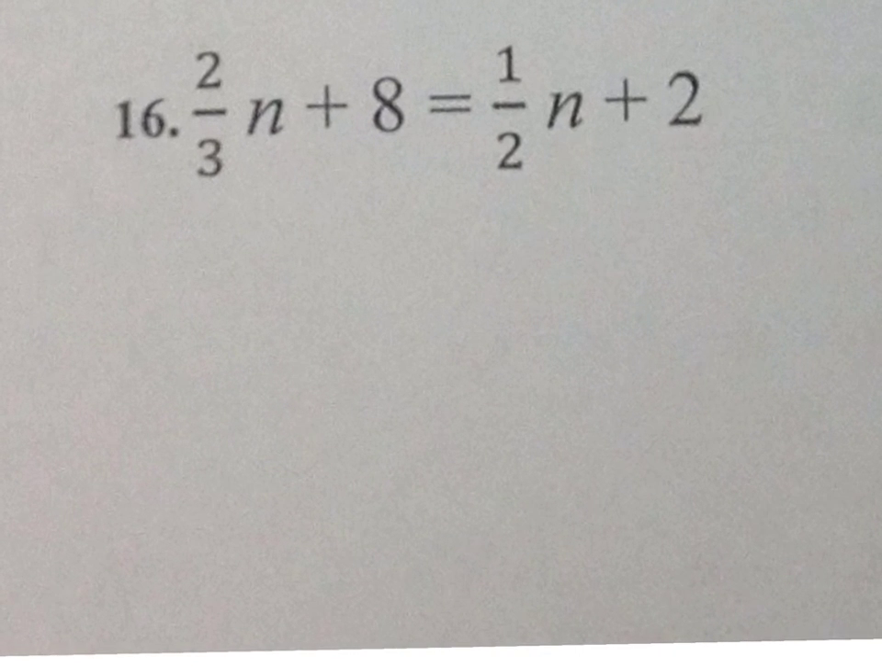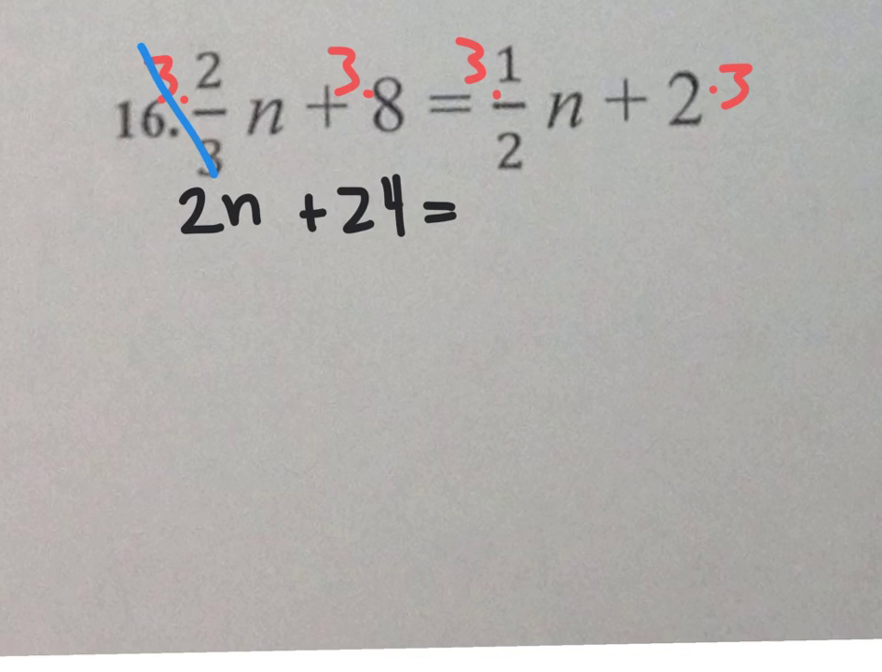Well, I could get rid of this 2/3 by multiplying it by what? Well, let's just get rid of the 2/3, not both, just 3. So I want to multiply by 3. I want to multiply by 3, multiply by 3, multiply everything by 3. The 3 over 3 cancels. I have a 2n left over. I bring down the plus 24. Bring down the equal sign.